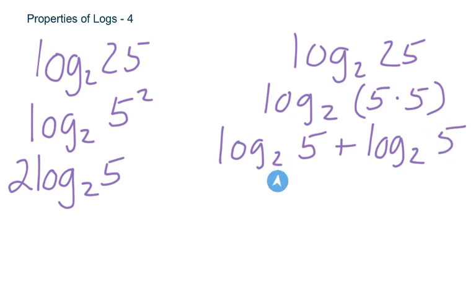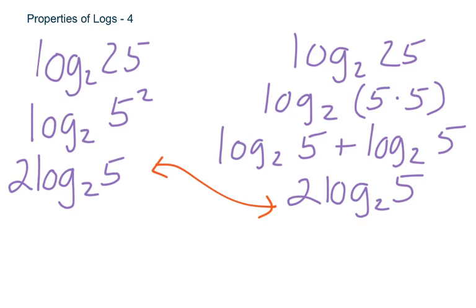Now, if you have log base 2 of 5 plus log base 2 of 5, I could ask you the question, how many log base 2s of 5 do you have? And hopefully your answer there is 2. And so you have 2 log base 2 of 5. And what you should notice is that that is exactly the same answer. And it should be because you started with the same problem and got to the full expansion of it.